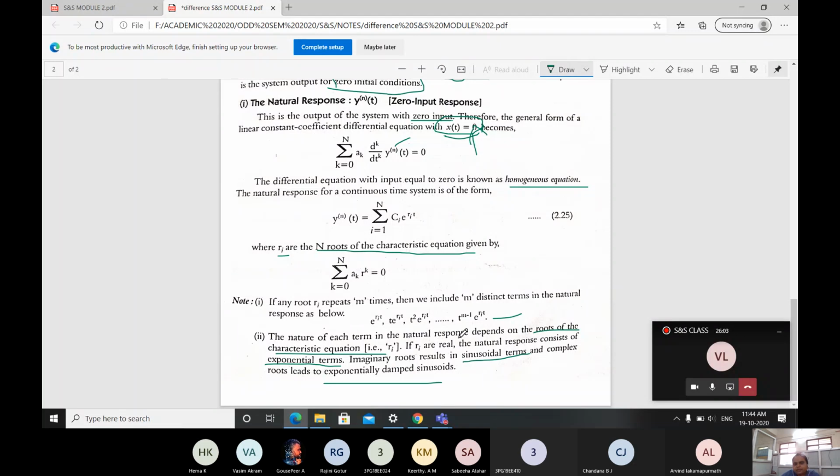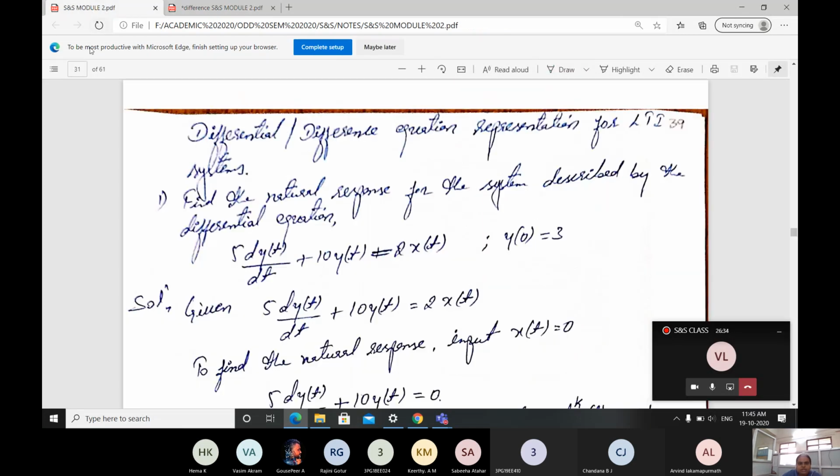Observe here, when r_i is a real number, then it consists of exponential terms only. If the roots are imaginary, then sinusoidal terms. When it is complex, it has a real part and also an imaginary part, so the roots lead to an exponentially damped sinusoid signal. Just remember this for the natural response. Now we'll solve problems based on natural response only.